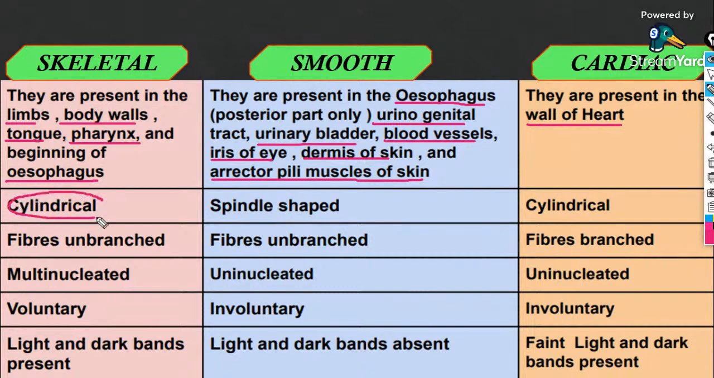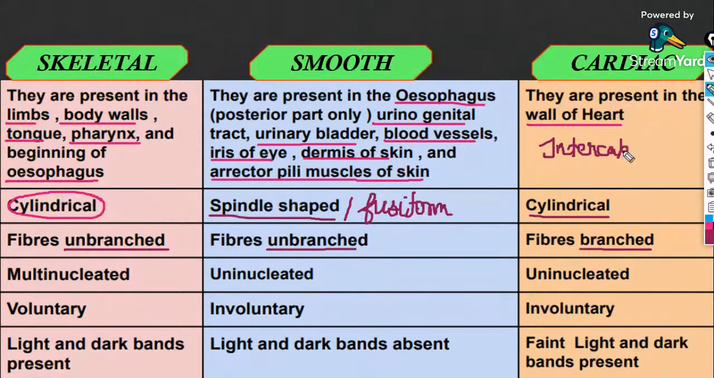Skeletal muscles are cylindrical in nature. Smooth muscles are spindle shaped or fusiform in nature. That is a previous year question. And cardiac muscle is again cylindrical in nature. Skeletal muscles are unbranched. Smooth muscles are unbranched. Cardiac muscles are branched. Due to the branched nature of cardiac muscle, they lead to the formation of intercalated discs.